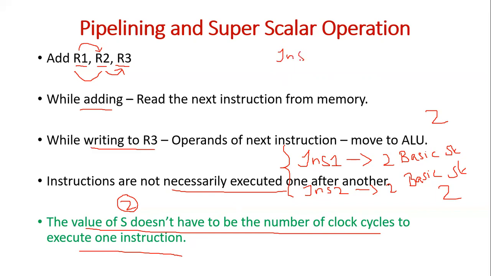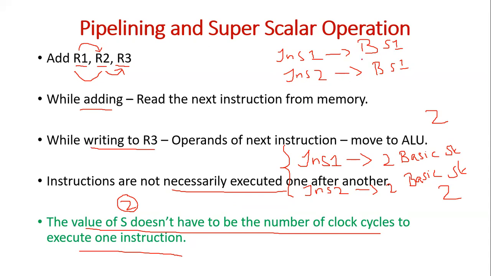Say when instruction one is performing basic step one, the processor is executing the basic step, I'll call it BS, BS one of instruction 1. During the same time, the processor may also execute the basic step 1 of instruction 2. Now what happens? During one clock cycle, you are performing two operations.